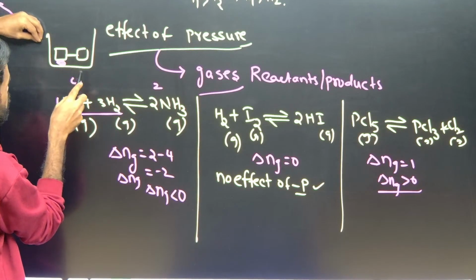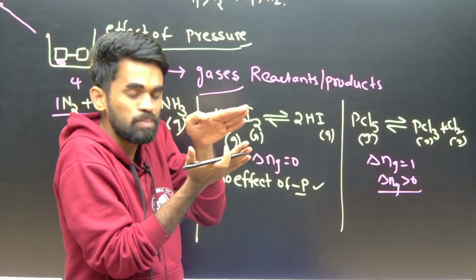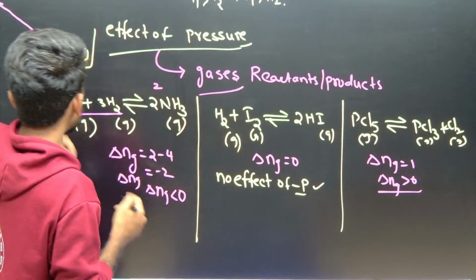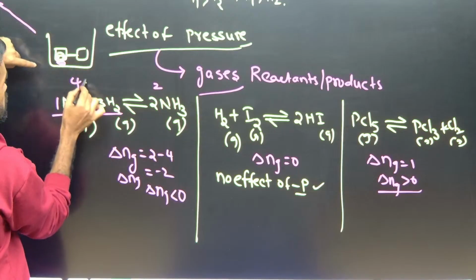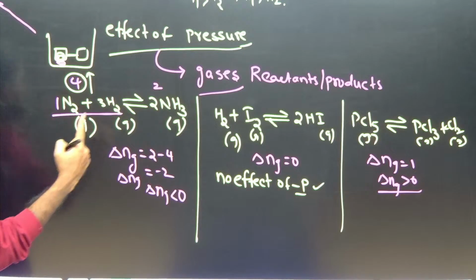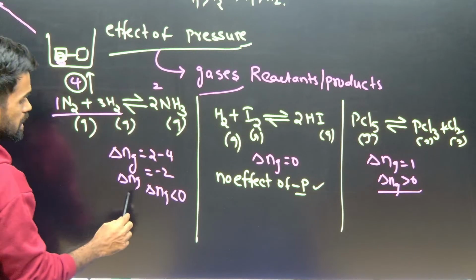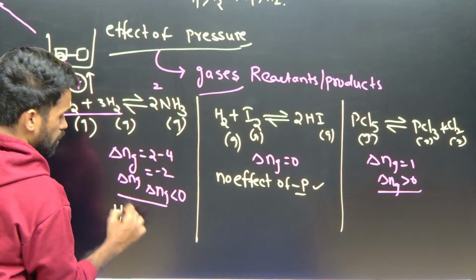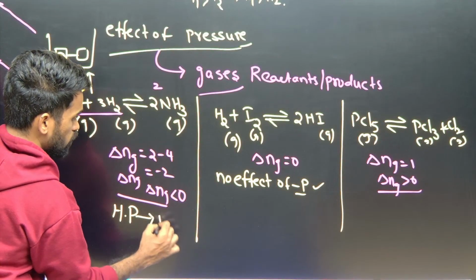Therefore, the effect of pressure will be more on this side only, because if we increase the pressure, the gas will be compressed. Therefore, the number of moles present in unit volume increases, and it increases more on the side with more moles. Therefore, equilibrium shifts in a direction to decrease that number of moles. So whenever delta Ng is less than 0, equilibrium favors forward if I use high pressure.